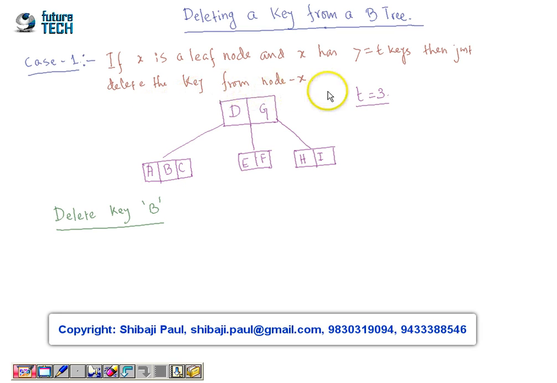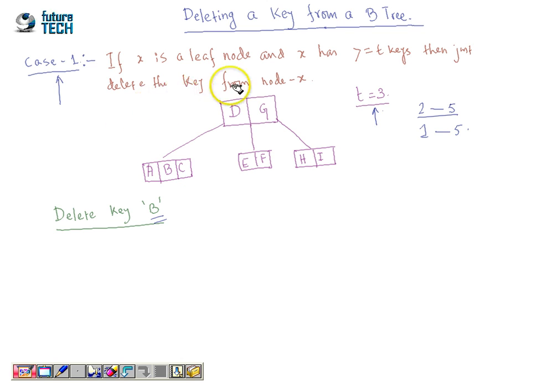Let us first consider case 1. We have taken a B tree of minimum order T as 3. That means any node should have a minimum of 2 keys and a maximum of 5 keys other than the root, and the root should have a minimum of 1 key and a maximum of 5 keys. Now if we are asked to delete B, case 1 is that if the node X containing B is a leaf node and it has greater than or equal to T keys, then just delete the key without disturbing anything else. It's quite straightforward.